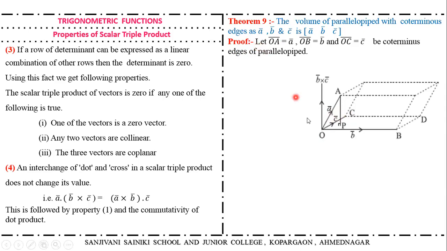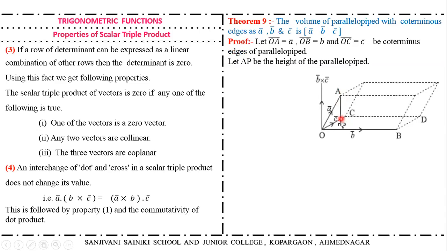How to prove? Let OA bar is equal to a bar, OB bar is equal to b bar, OC bar is equal to c bar be the coterminous edges. They are starting from the same initial point. So coterminous edges, the three sides of the parallelepiped.